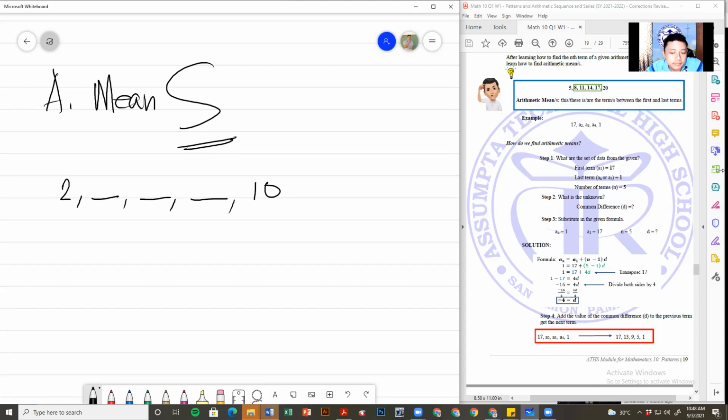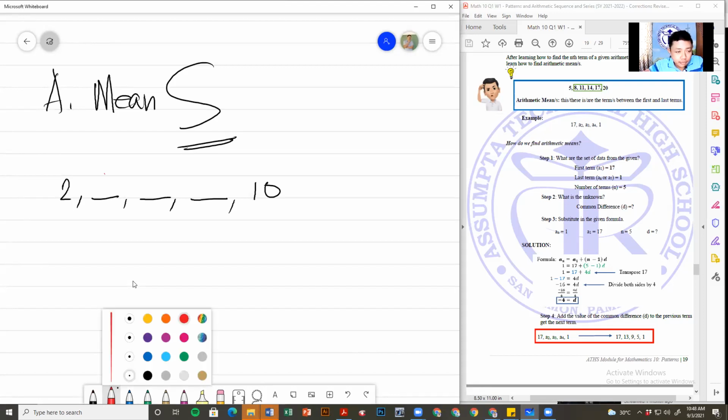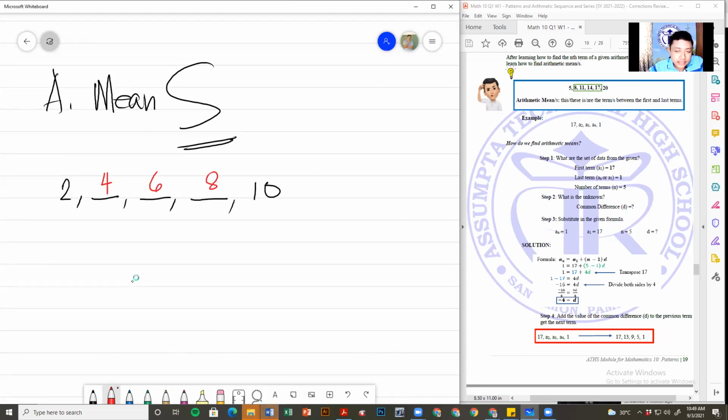Go. Type it into the chat box. Okay, 4, 6, and 8, of course, because these are just very simple and very basic givens. And from this basic given, I want you to derive the concept. Of course, this is 2, 4, 6, 8, and 10. So we have 4, 6, and 8 as the arithmetic means of this given.